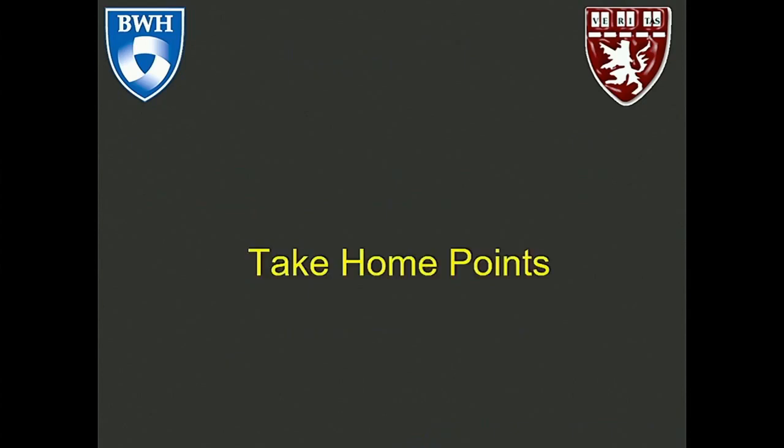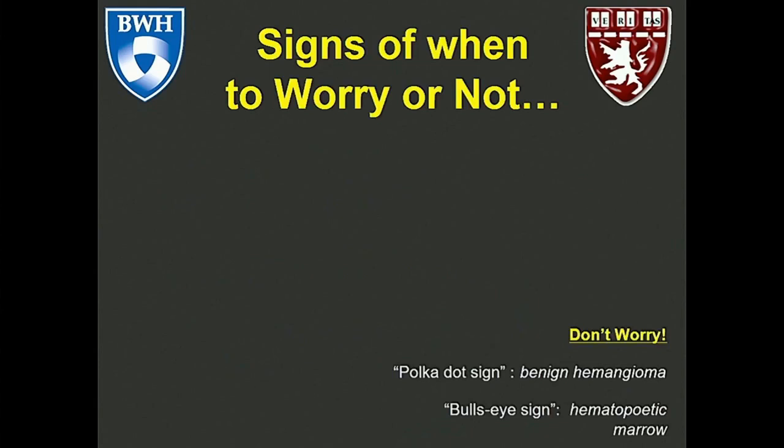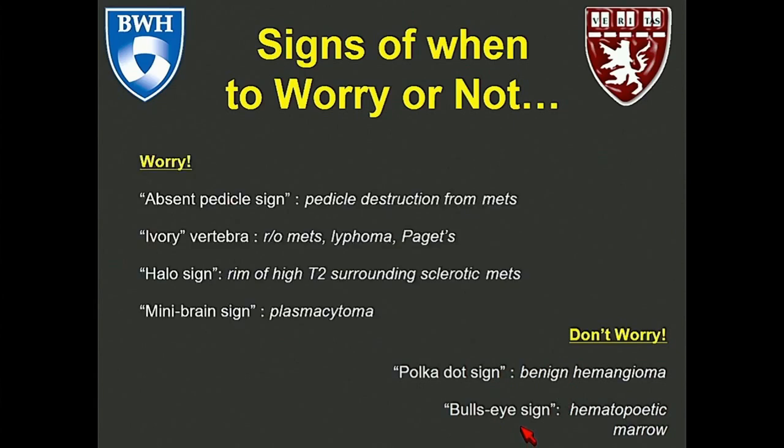So just to summarize our take-home points: when do we worry and when do we not worry about underlying lesions? When you have the polka dot sign, that's characteristic of a benign hemangioma, and the bullseye sign for hematopoietic marrow. These are do-not-touch and do-not-worry lesions. When we need to worry is when we are missing the pedicle, or an absent pedicle sign. This is worrisome for underlying metastatic disease. The vertebral body is worrisome because the first thing you need to do is rule out underlying metastatic disease or lymphoma, and you can see Paget's with expansion of the vertebral body. The halo sign is a rim of T2 signal surrounding sclerotic metastases and is worrisome, and also the mini brain sign is pretty pathognomonic for an underlying plasmacytoma.